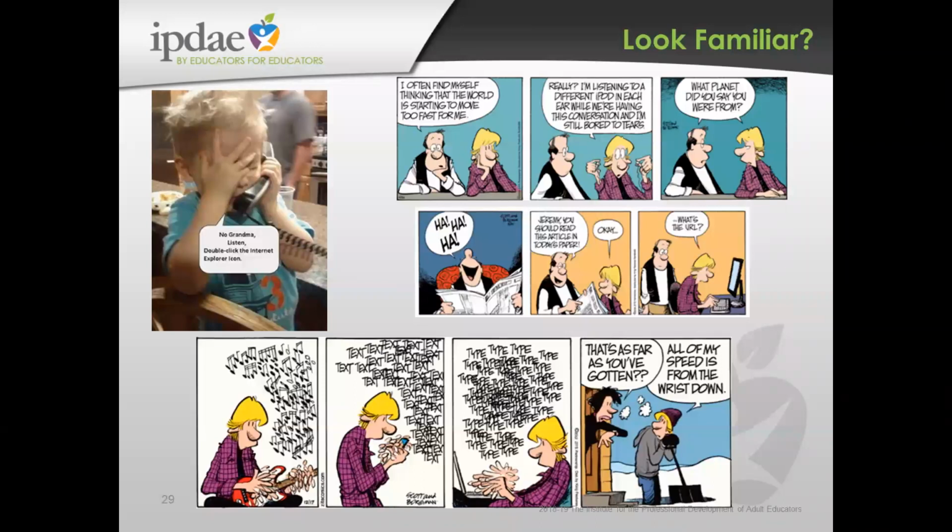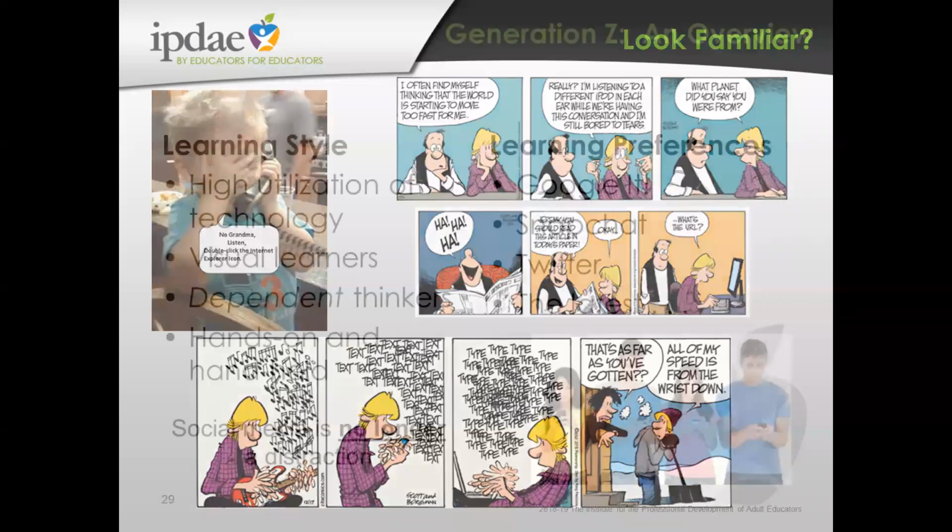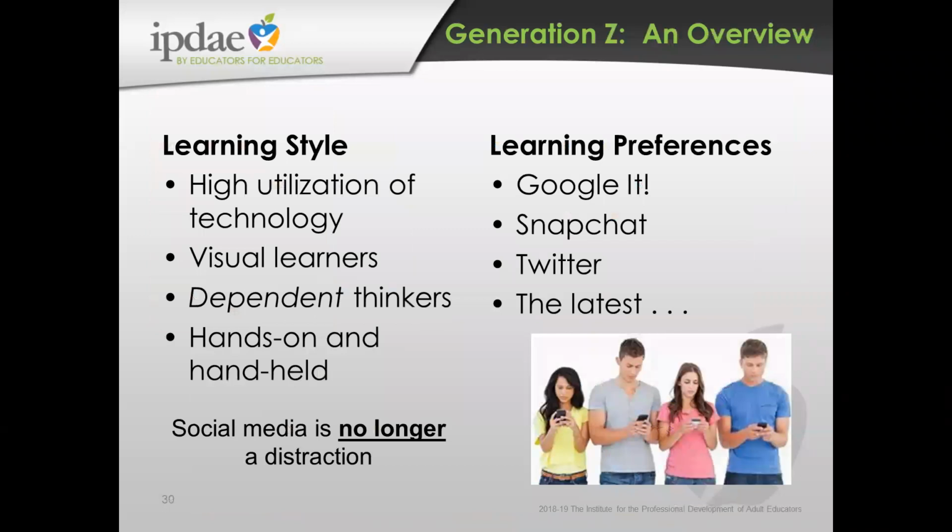In fact, if we really look at what we know about Generation Z now, and we've included in your pack at this time, a short little study that was done by Barnes & Noble College on Generation Z. But we know that their learning style has a high utilization of technology, lots. They are very visual. They're very dependent thinkers. They're very hands-on, and they find social media not to be a distraction.